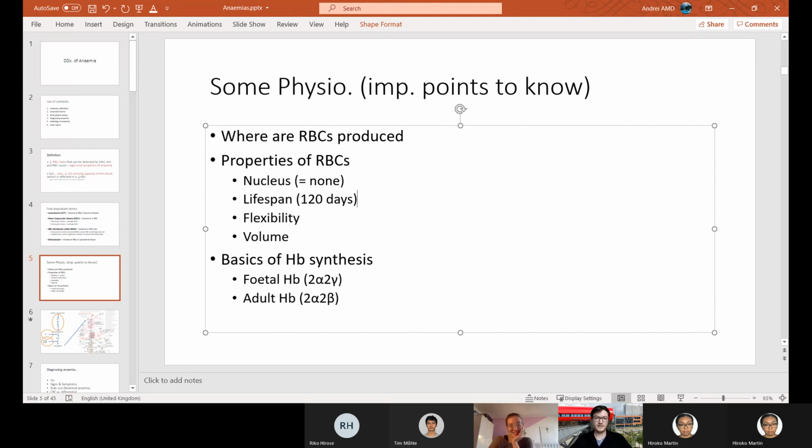Then flexibility. Are they or are they not flexible? Yes. And why is that important? So they can go through the capillaries. Nice. And now, what about some pathologies related to flexibility? When would you say that the flexibility is decreased and that could potentially be a problem?